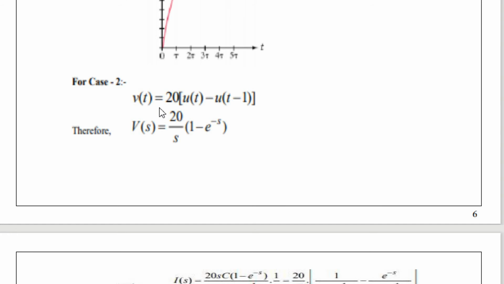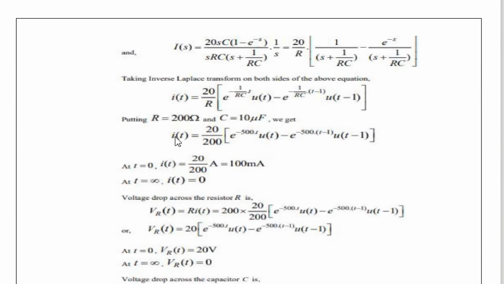In case 2 we have considered a pulse signal, V of t equal to 20 volts amplitude, 20 into u of t minus u of t minus 1. So for the case 2 condition, the voltage is expressed in terms of an equation. By following the same procedure as case 1, we got the Laplace transform. So this is your I of s. I of s is equal to 20 by R into 1 by s plus RC minus e power minus s by s plus RC. By following the same procedure, we'll get your I of t.